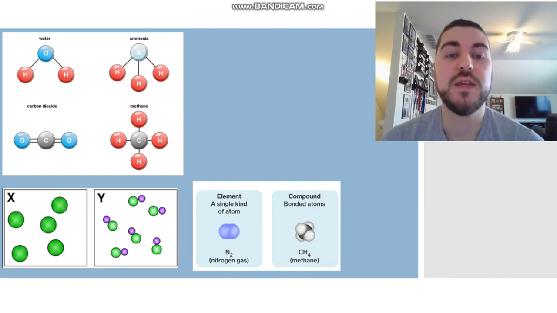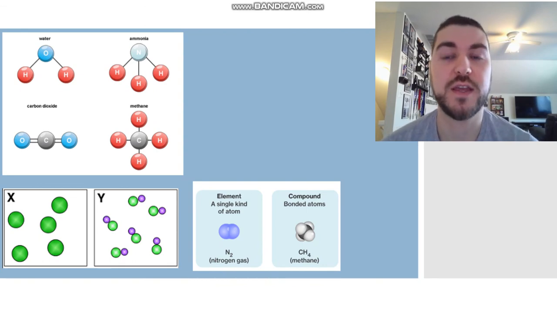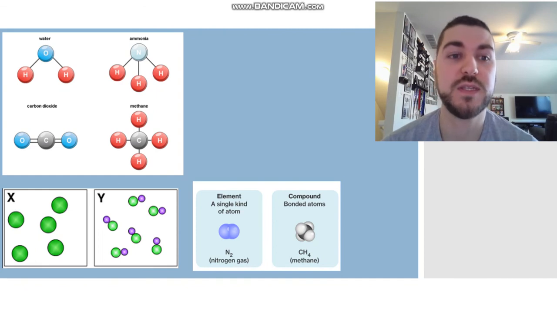Now, if you look at the bottom left, you'll see X and Y, two different diagrams. X just has 5 green circles on it. It's just one type of atom. So this is considered an element. And notice that none of them are connected. They're not bonded. So this is just simply a pure substance. It'd be classified as an element.